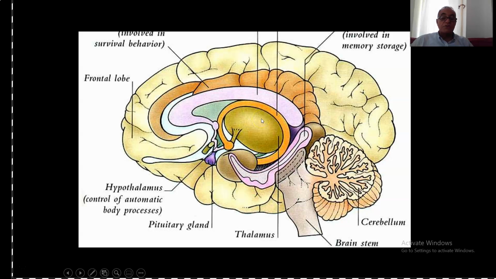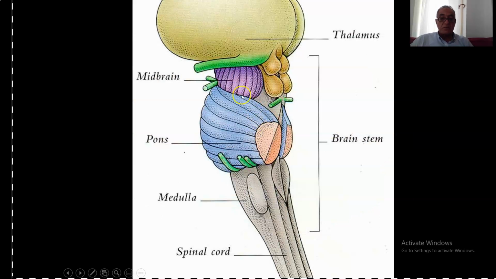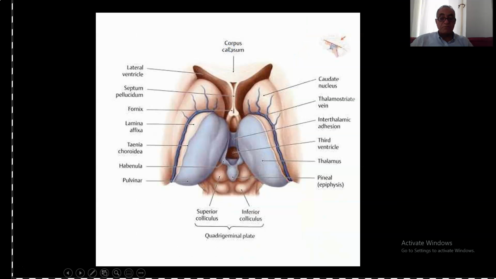This is the picture of the thalamus present at the junction of the midbrain with the brain. Here is an egg, which is the thalamus. This is another view showing the medulla, the pons, the midbrain, and above the midbrain lies the thalamus.